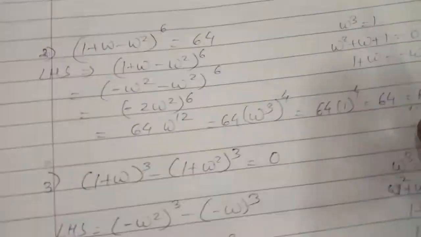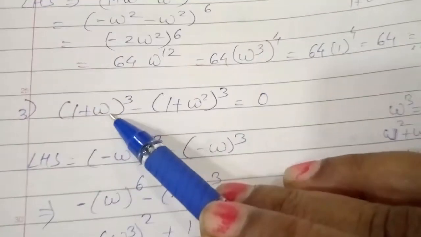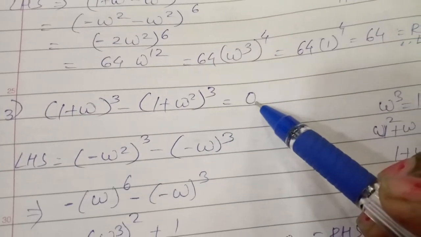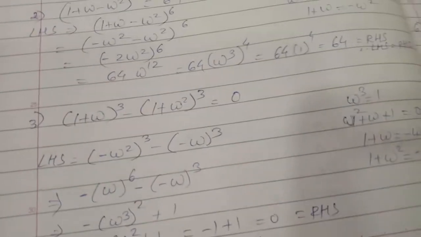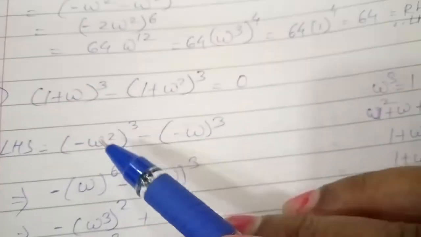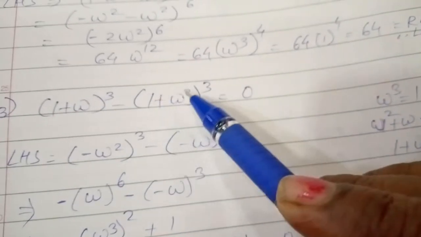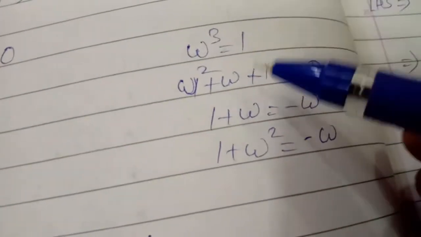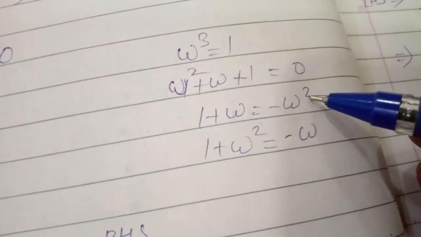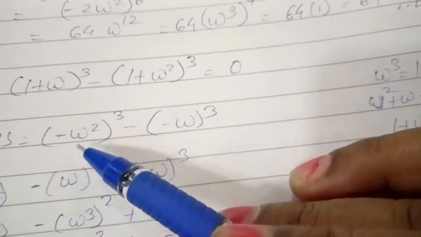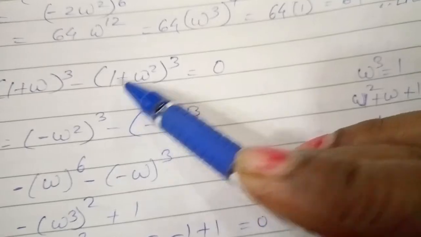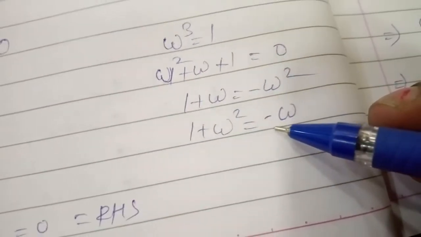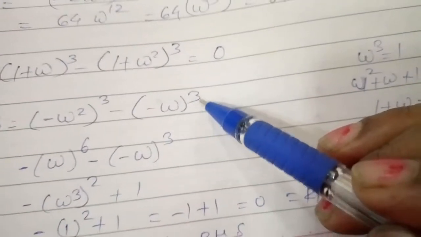Now see the next one, that is third one. 1 plus omega bracket cube minus 1 plus omega square bracket cube is equals to 0. So the LHS is 1 plus omega bracket cube minus 1 plus omega square bracket cube. So you know the value of 1 plus omega. So 1 plus omega is nothing but minus omega square. So here I put the value minus omega square bracket cube, and 1 plus omega square. Now see again, 1 plus omega square is nothing but minus omega. So minus omega bracket cube.